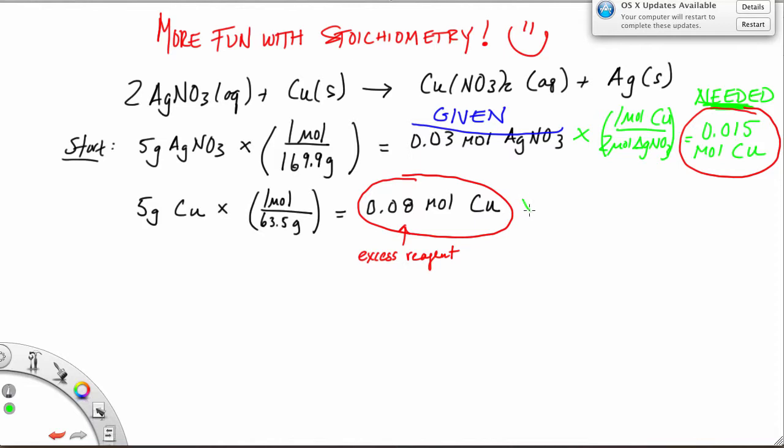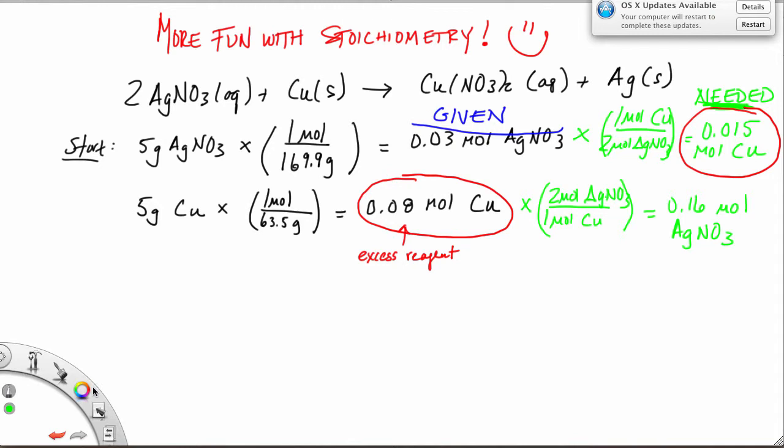But really what I can do is prove that by calculating how many moles of silver nitrate are needed to react with my given quantity of copper in perfect proportion. So this is a 2-to-1 ratio of silver nitrate to copper. So I'm taking 0.08 times 2, and that is 0.16 moles of silver nitrate. This is my needed quantity.